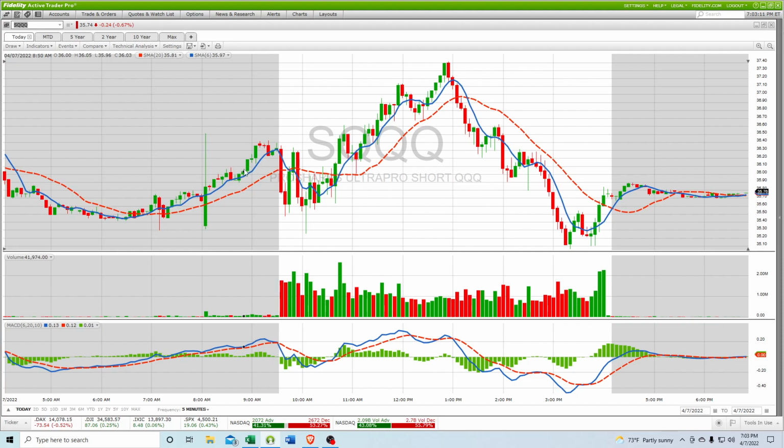That's where I was going to get in, and that was based on what was happening here before the market opened. So I thought, man, if it hits 36, it's going to go like crazy. Well, it hit 36, went up, and it went down, and I got stopped out on that bar right there for a loss of 200 bucks.